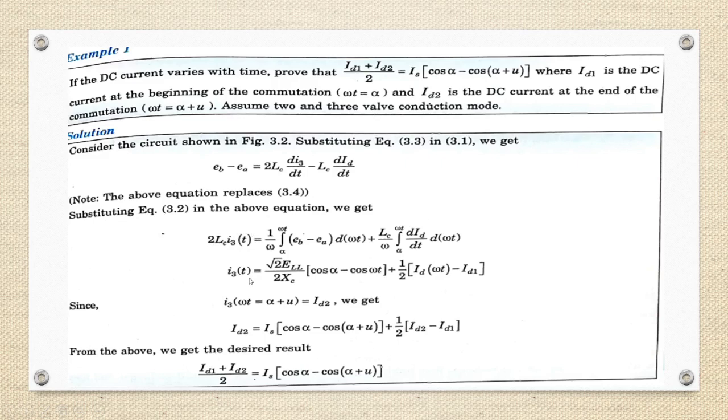So I3 of t will become root 2 ELL by 2XC into cos alpha minus cos omega t plus 1 by 2 ID of omega t minus ID1. Since I3 is equal to ID2, we get ID2 is equal to Is of cos alpha minus cos of alpha plus u plus half ID2 minus ID1. So we can get the desired result as ID1 plus ID2 by 2 is equal to Is of cos alpha minus cos alpha plus u.